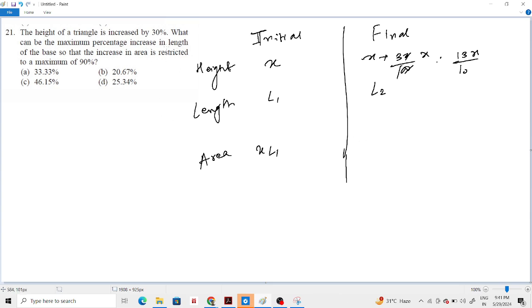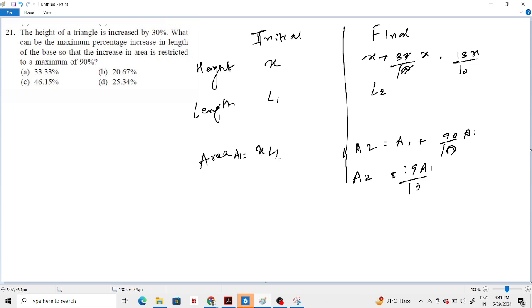What can be the maximum percentage increase in length of the base so that the increase in area is restricted to maximum 90%? That means A2, so this is A1. What is A2? A2 is A1 plus 90% of A1, that is going to be 19 A1 by 10. Okay, so that means A2 is 19 A1 by 10.